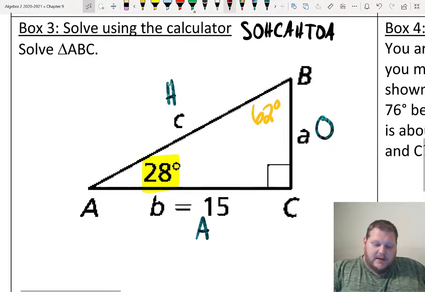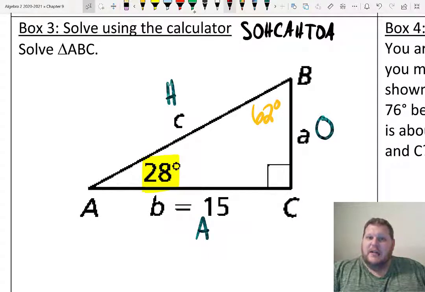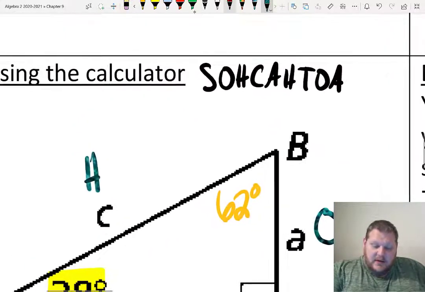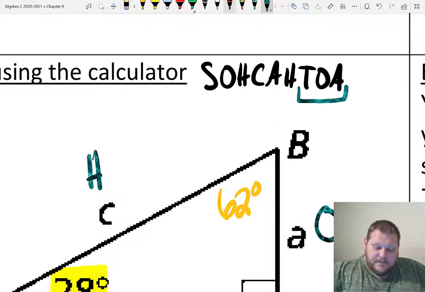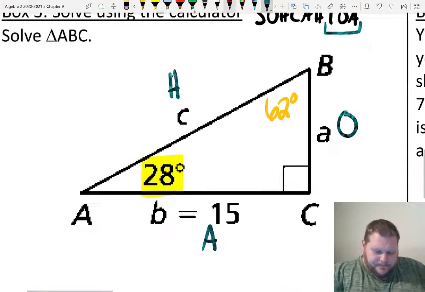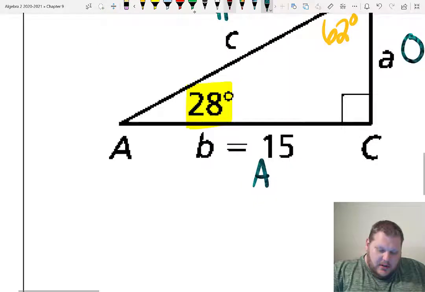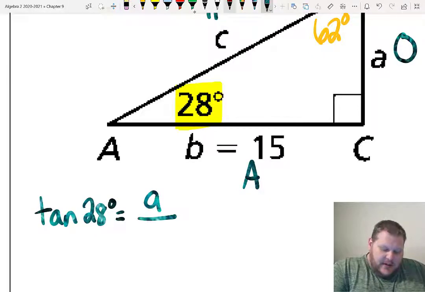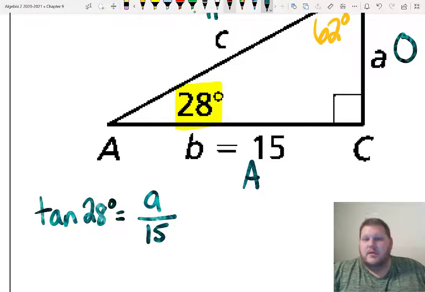So if I wanted to find, let's just say I want to find the opposite side first, so little a. If I'm wanting to use the opposite and the adjacent of 28 degrees, looking at our 3 trig functions, tangent is the opposite over the adjacent. So that would be the trig ratio that finds little a, but uses 15. So I'm going to go ahead and set up that equation. So tangent of 28 degrees is equal to the opposite, which is little a, over the adjacent, which is positive 15.